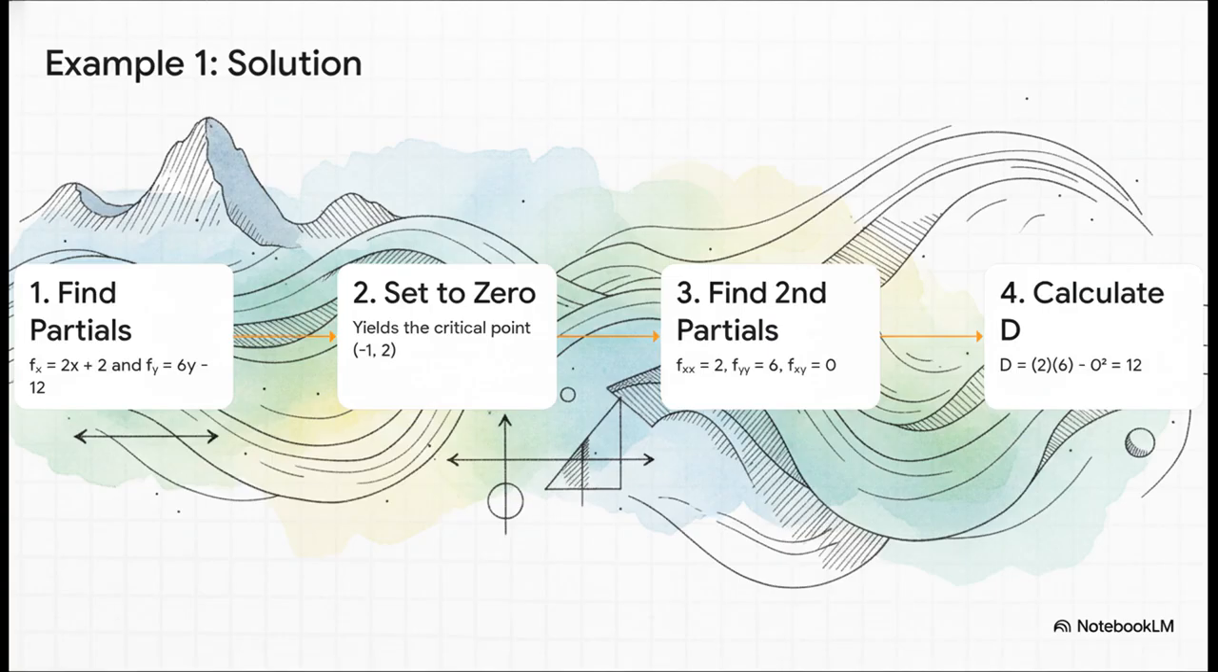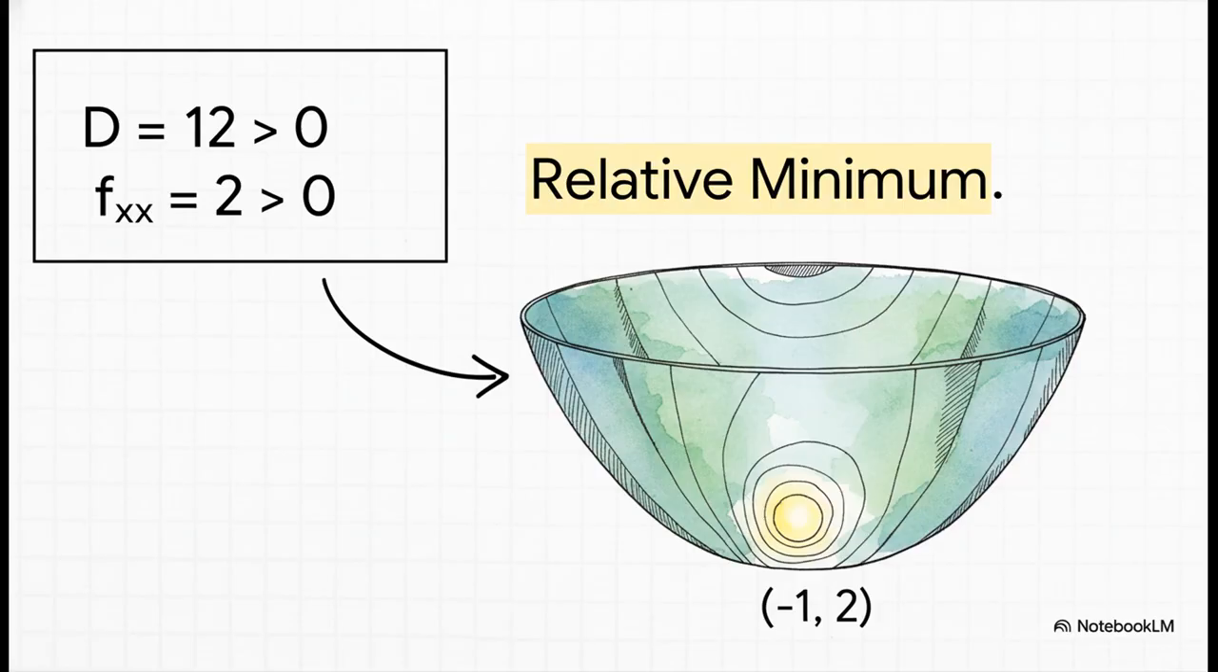Next up, we get our tools, the second partials, and we plug them into the formula for D, and out pops the number 12. So our D is 12. That's positive, right? That tells us it's either a max or a min. We glance over at f double x, which is 2. Since that's also positive, we have our answer. The point (-1, 2) is a relative minimum.